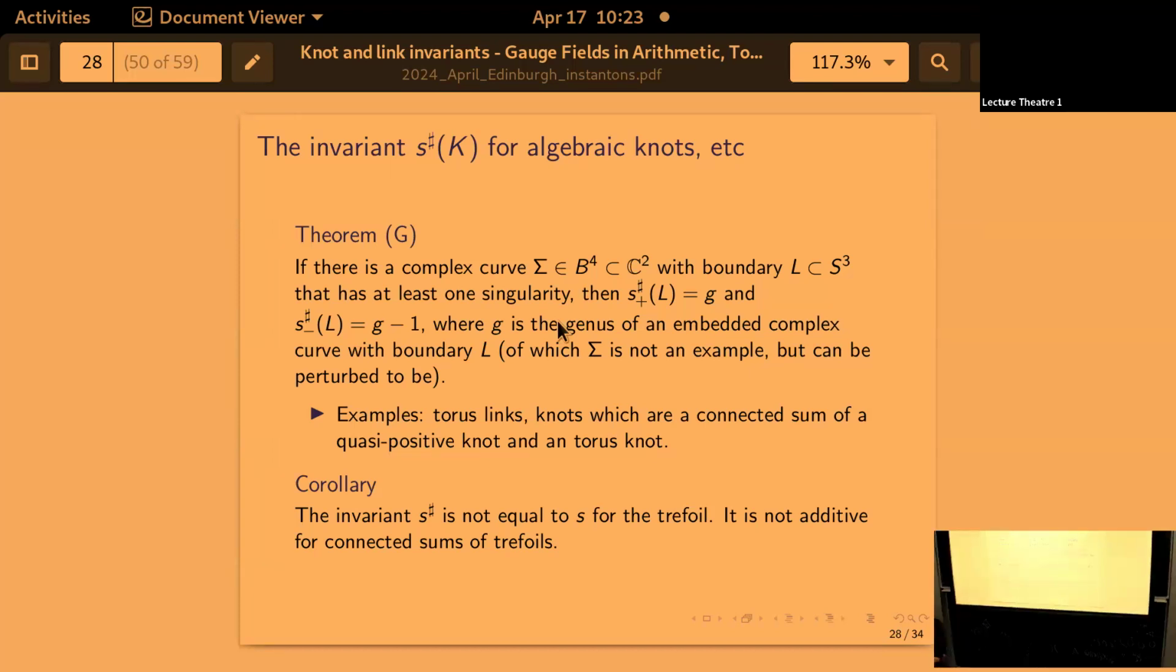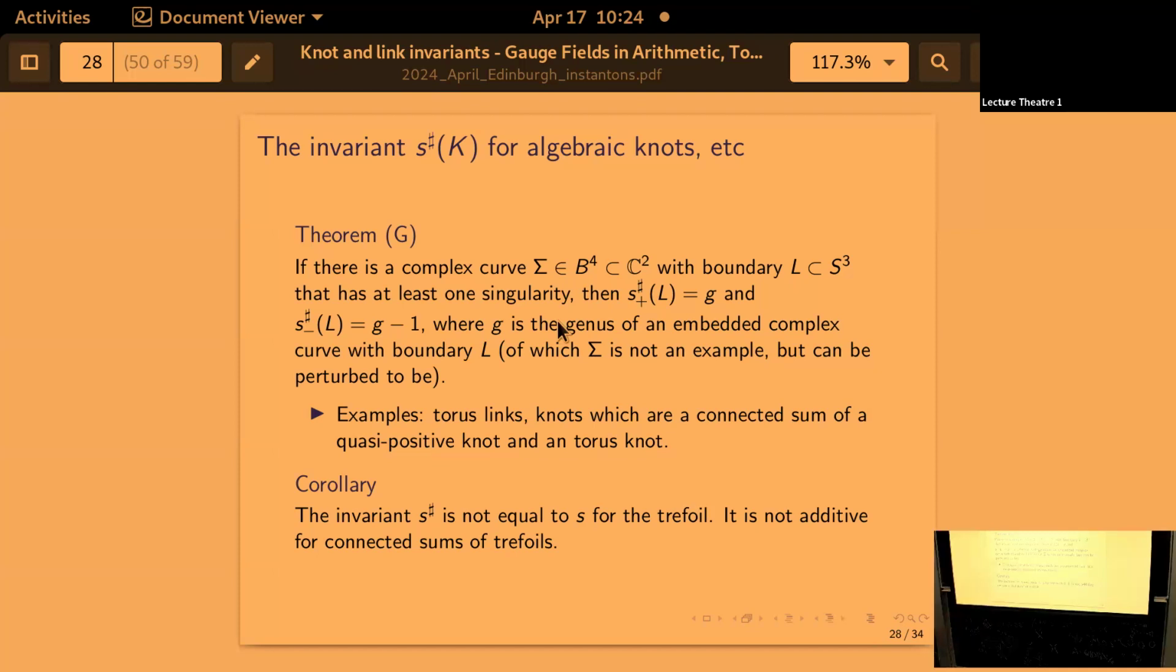And so, oh, I guess I forgot to say this. The S invariant for a torus knot is just twice the genus. So here we've shown that for a torus knot, the S sharp is twice the genus minus 1. So this is for a torus knot that's not the unknot, which is also a torus knot, but that one doesn't bound a curve with at least one singularity. So for a torus knot that does bound a curve with at least one singularity, S sharp is going to be equal to S minus 1.